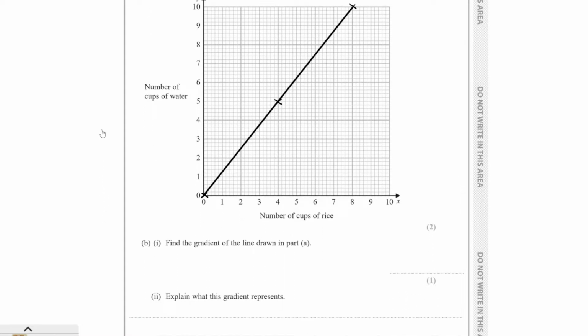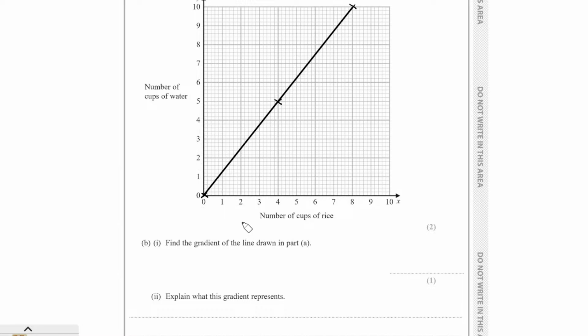Part B, i, is find the gradient of the line drawn. Well, if you weren't sure if it was a straight line, they've also said here that it needs to be a line, and for finding the gradient, it's normally just because it's a straight line, isn't it? So that's kind of a clue if you weren't sure about part A. So all this is asking is find the gradient of a straight line. You can use the ratio to work it out, but I'm just going to keep it within what you know about straight line graphs.